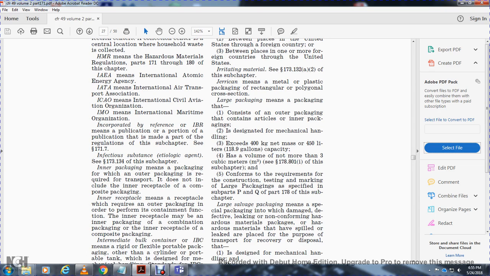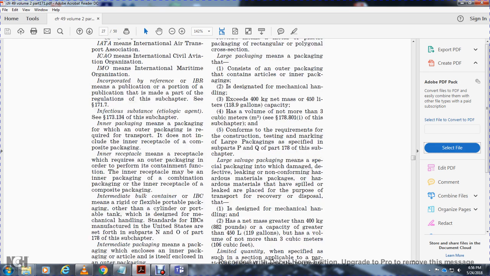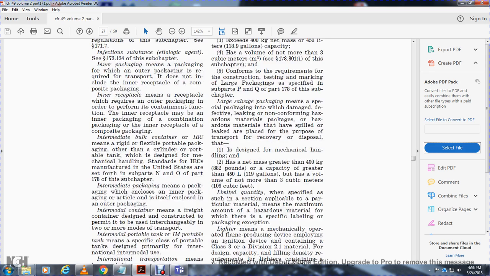Large salvage packaging means a special packaging into which damaged, defective, leaking, or non-conforming hazardous materials packages, or hazardous material that has spilled or leaked, are placed for the purpose of transportation, recovery, or disposal, designed for mechanical handling, and has a net mass greater than 882 pounds or capacity greater than 119 gallons, and a volume of no more than 3 cubic meters.